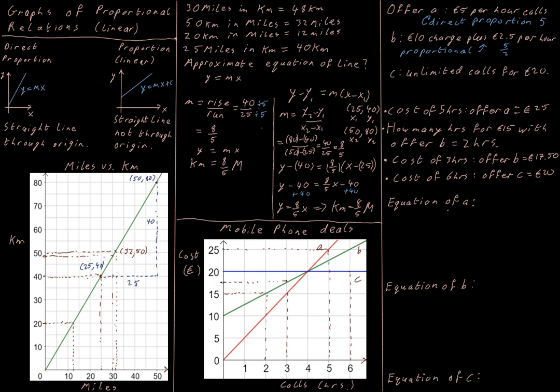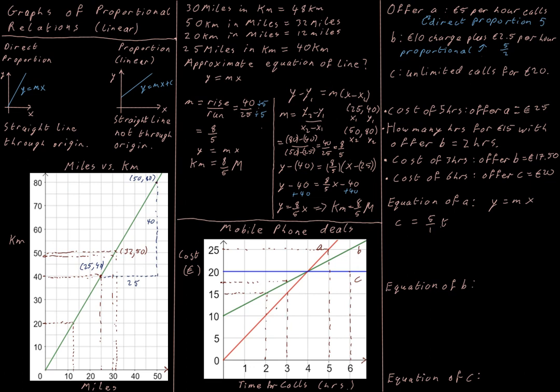Now, what would be the equation of the line A? Well, we know it's directly proportional, so we expect that it should be in the form y equals mx, that they're in a direct ratio to each other. And we know that the slope, if I run across by 1, I rise by 5. If I run across by 2, I rise by 10. So I can see my slope is 5 over 1. So cost is going to be 5 over 1 times time, where I've called time T.